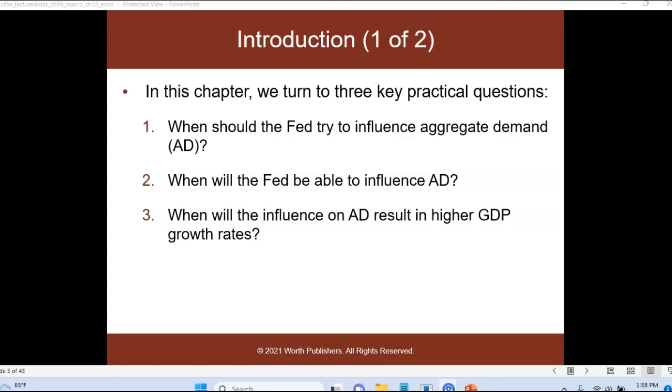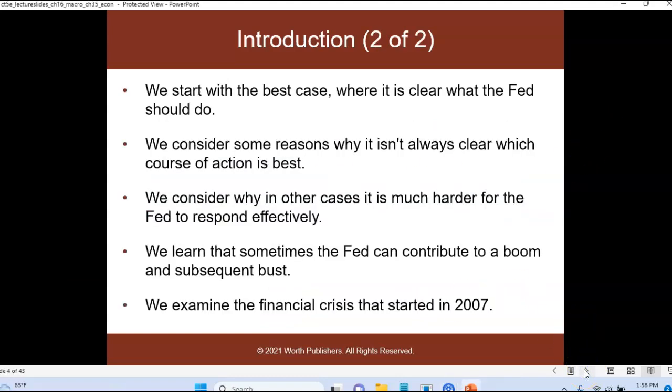In this chapter, we're going to look at a couple key questions. Why and when should the Fed try to influence aggregate demand? When will the Fed be able to influence aggregate demand? And when will influencing aggregate demand result in higher GDP growth rates?